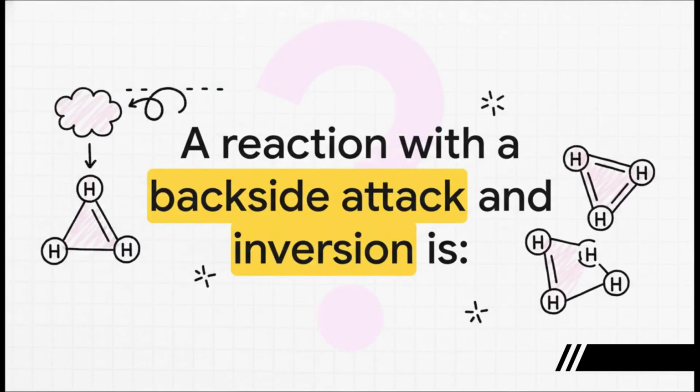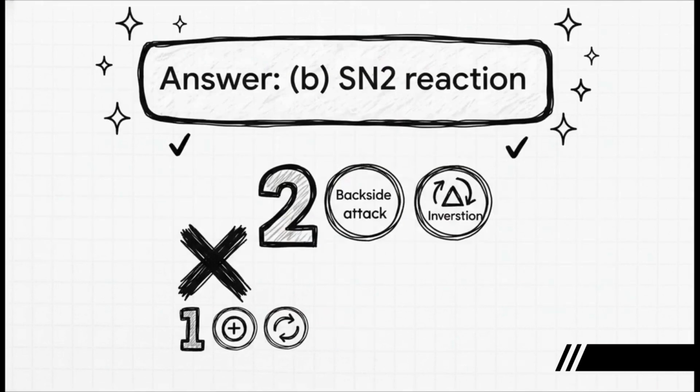Okay, time to put it to the test. First question. Read it carefully and hunt for the keywords. What jumps out at you? Backside attack? Inversion of configuration? You know what to do. Pause now, think about it, and lock in your answer. And the answer is, of course, B, SN2 reaction. Our little memory trick, 2BI, for backside attack and inversion, points straight to it. SN1 gives racemization, so that one's out. Awesome job if you got that right.